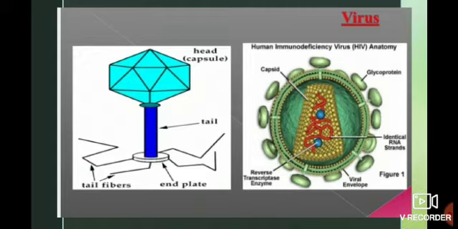Another organism is the HIV virus. Everyone knows that this is the AIDS virus, the human immunodeficiency virus. This virus eats away the immunity power of the human being. That's why the name was kept like this, human immunodeficiency virus.